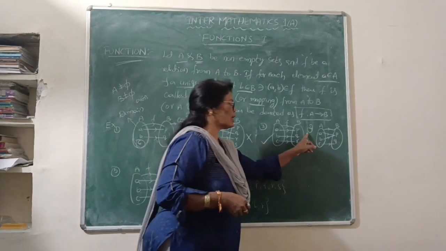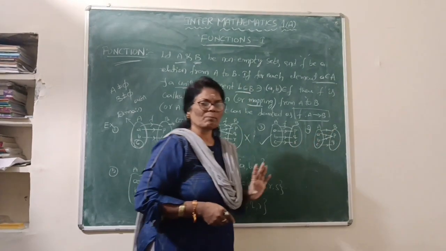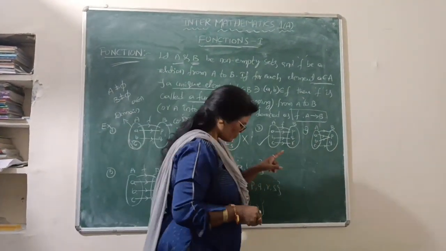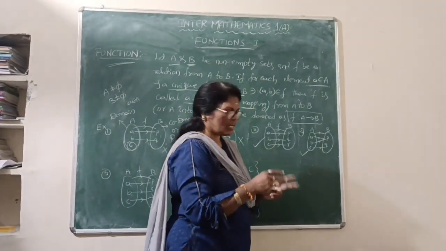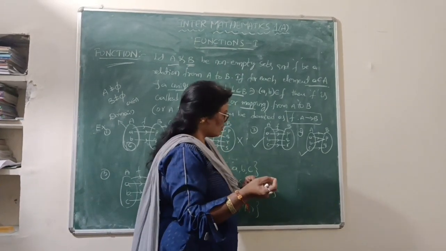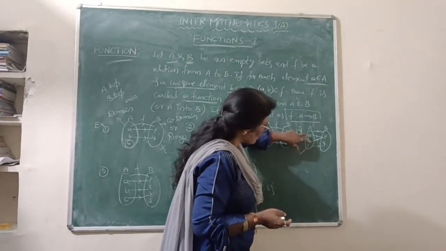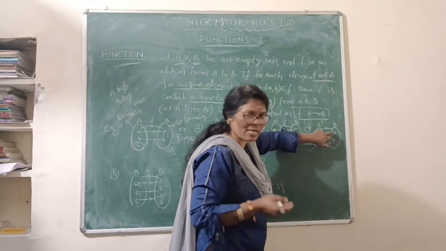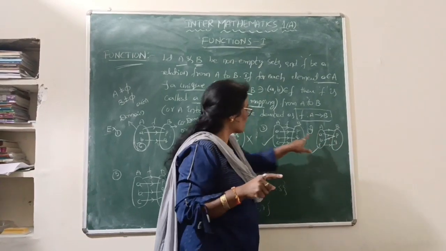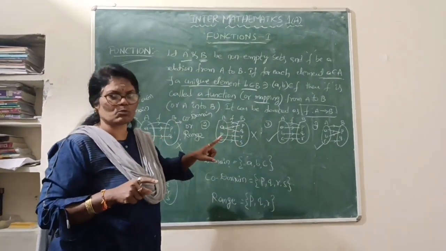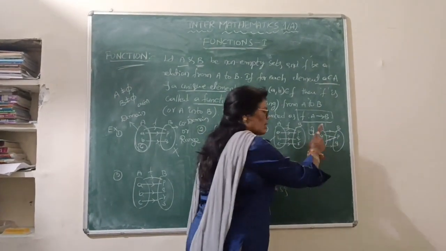And what about the fourth one? Here the fourth one has a, b, c elements in A and p, q, r elements in B. We can say this is also a function, because every element in the domain must have an image. But in this, two elements have the same image. That can happen: two elements can have the same image, but one element cannot have two images. So with two elements having one unique image, this is also a function.